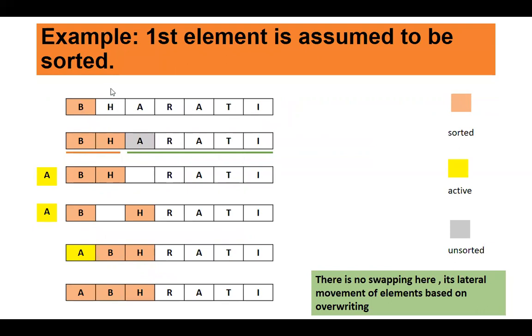Then we check the next element, that is H. We store H into the container. And then we compare this with the index J. The index J is what? This is I minus 1, that is J. So we compare B with the container containing H. H is greater than B, so we don't do any movement. We keep H as it is.